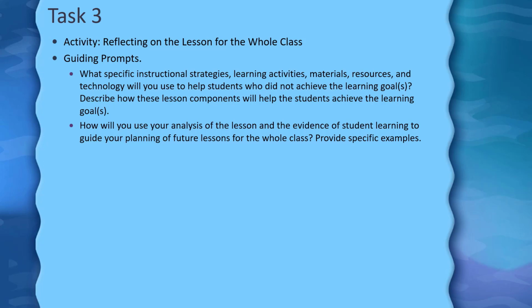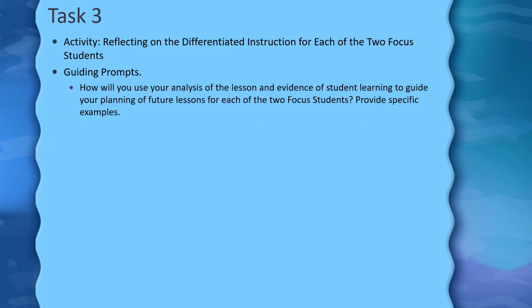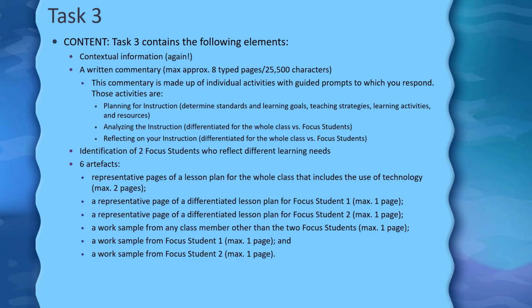Provide specific examples. So here it says you need evidence of student learning. So whatever assessment tool you used, and the data that you collected from it, how are you going to use that to plan your future lessons? Then you'll reflect on how the instruction went for the two focus students. How will you use your analysis of the lesson and evidence of student learning to guide your planning for future lessons for each of the two focus students? Provide specific examples. That's all the components of Task 3.